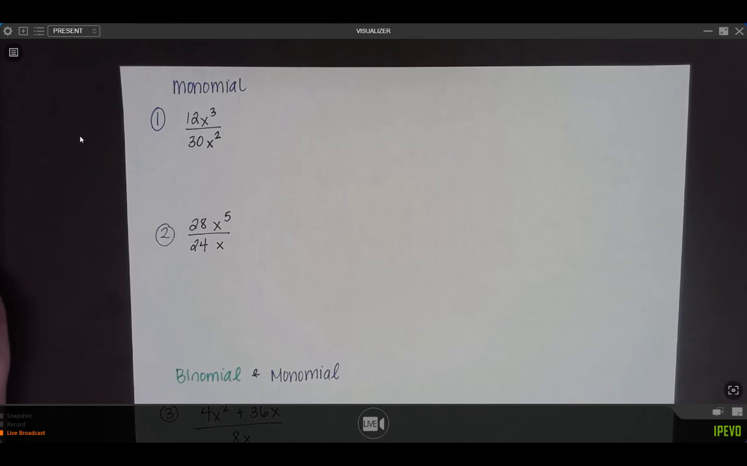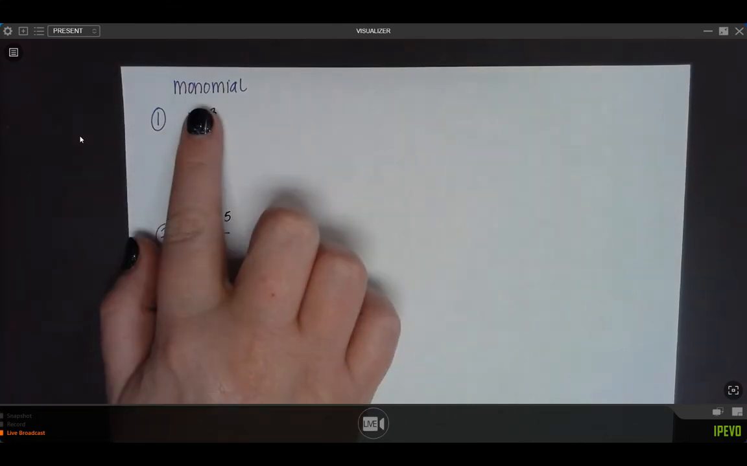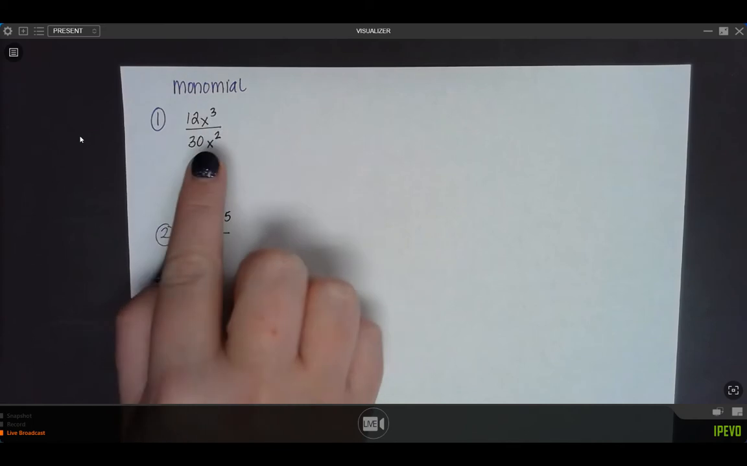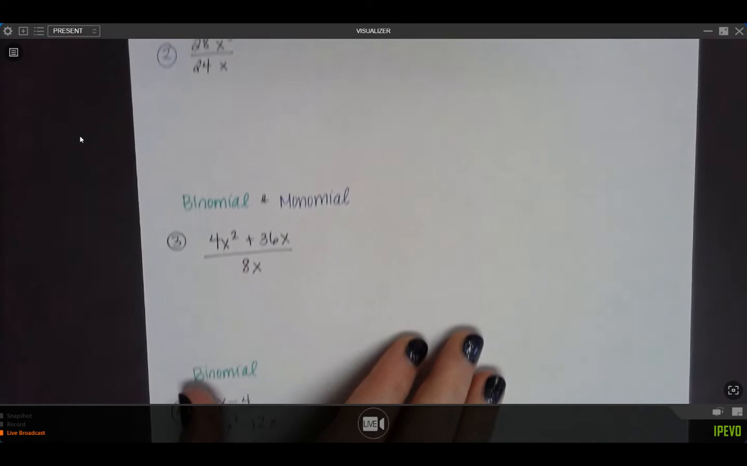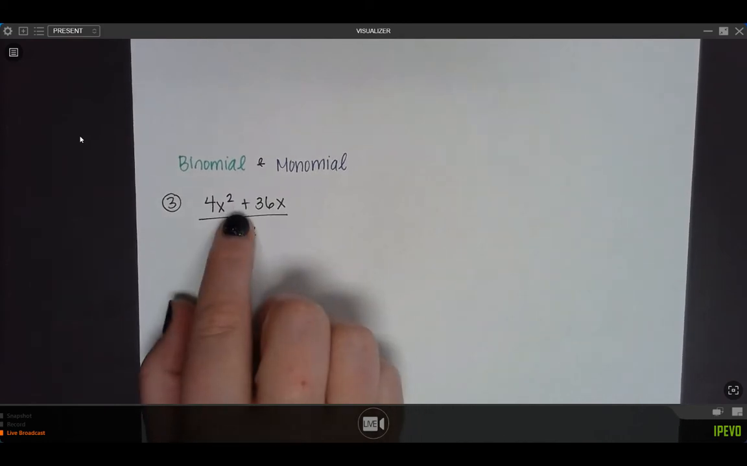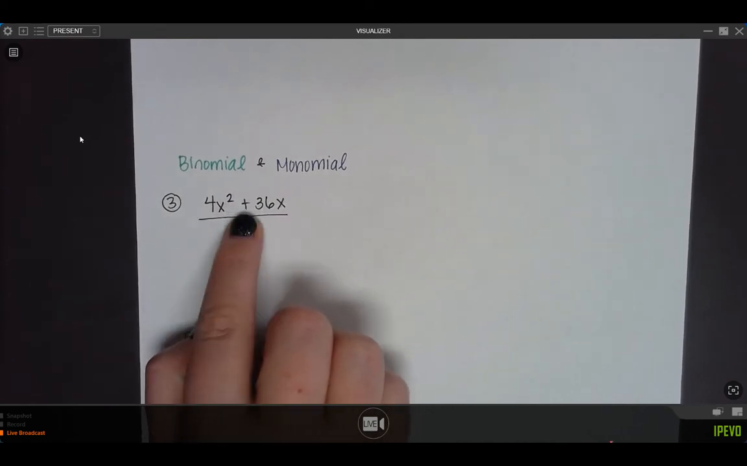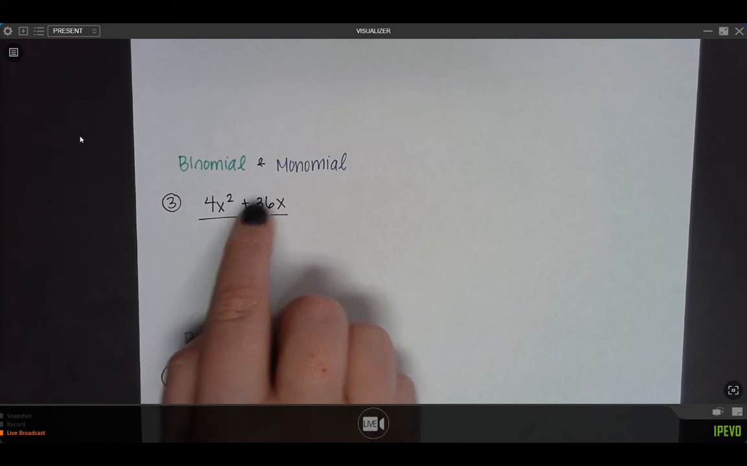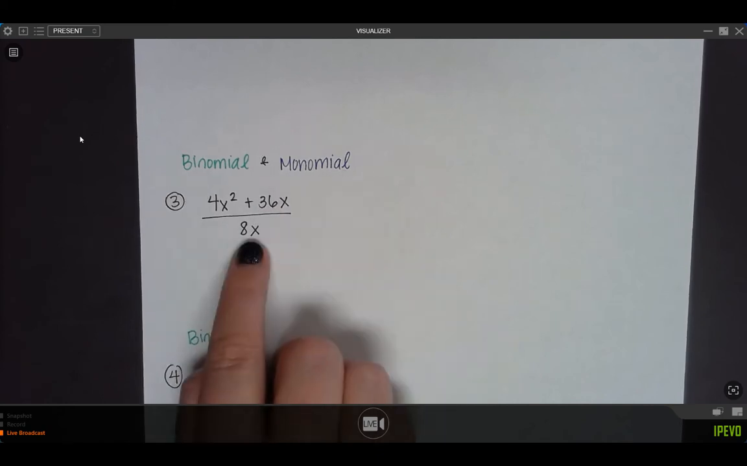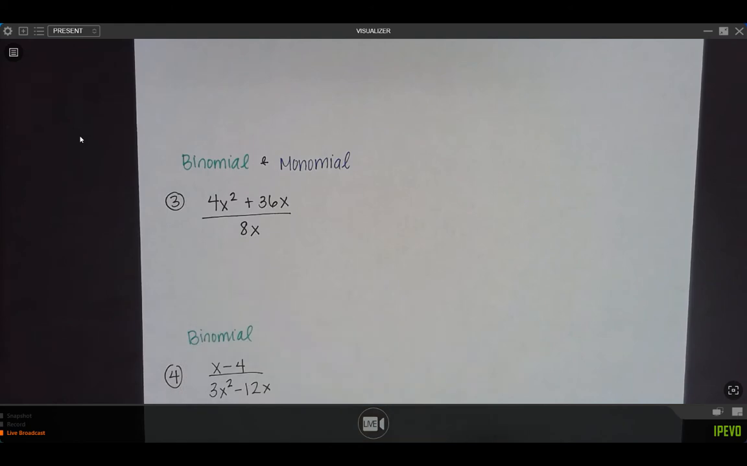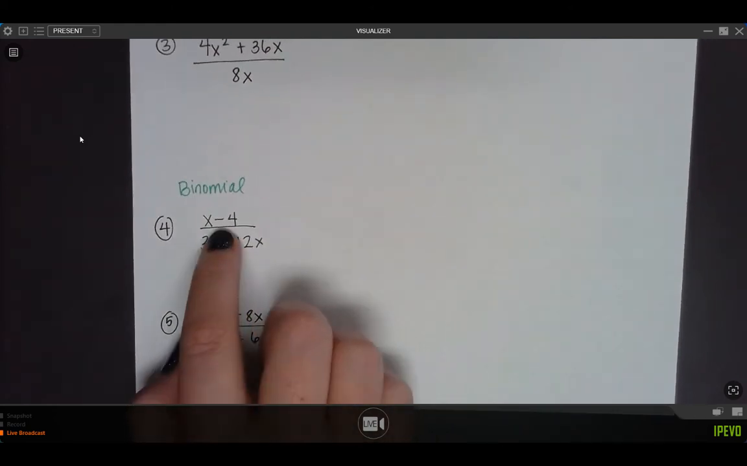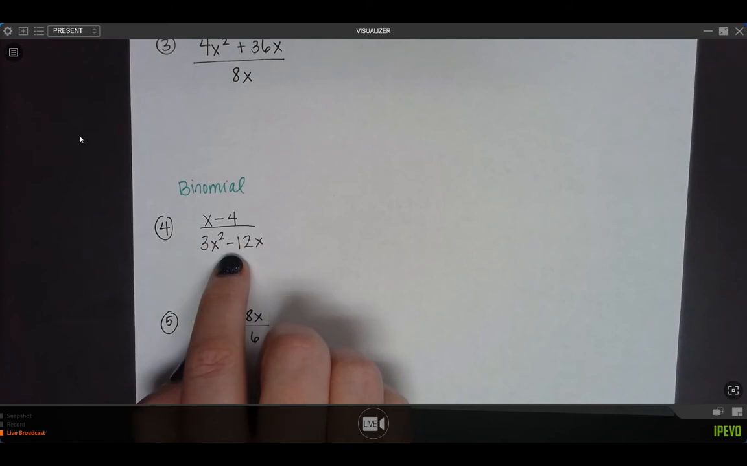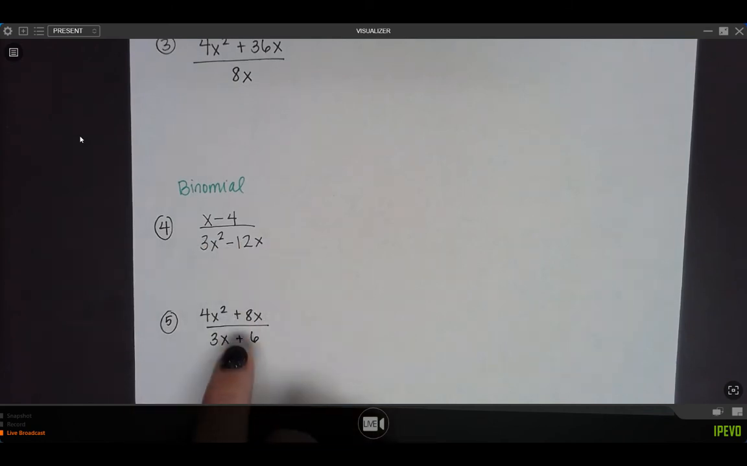So we're going to be simplifying rational expressions, and we're going to look at examples when there are just monomials, meaning there's no addition or subtraction. We're going to be looking at an example that has a binomial, meaning there are two terms connected with an addition or subtraction, and a monomial, where there's one with no addition or subtraction. And then the last two examples are going to be all binomials. So I have addition or subtraction on the top and the bottom. So we're going to look at number one.